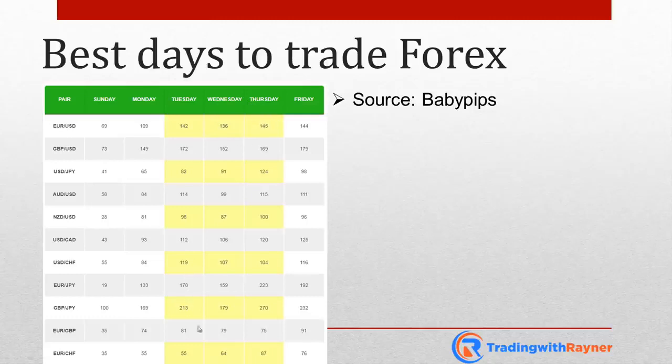So you can see that over here, if you look at it, Tuesday, Wednesday, Thursday tends to be when the FX markets move the most. So if you ask me, Tuesday, Wednesday, Thursday, those are the best days of the week to trade Forex.